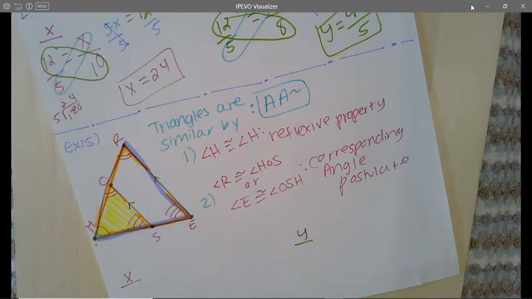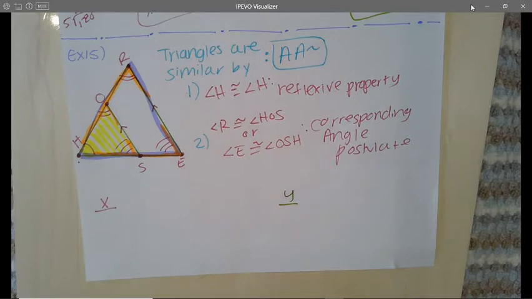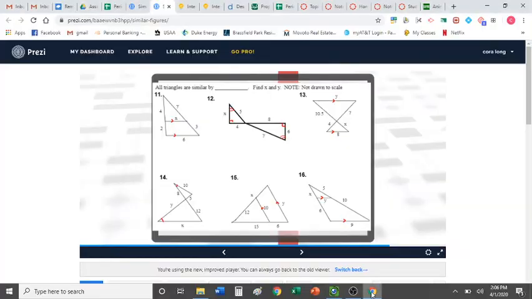Okay, and now that we know the triangles are similar, I know my side lengths are proportional, which means I can solve for x and y. But the Demon Cat's got Miss Long, and I need to add in my side lengths. So let me do that really quickly. Sorry, guys. I normally am more prepared than this.